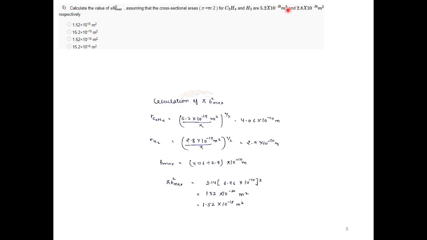This is a meter square, right? Now if you take a root of it, it is coming 4.06 into 10 to the minus 10, and for hydrogen also, the same way, it is coming 2.9 into 10 to the minus 10. And bmax is what? You just add those two, right? This is called bmax, right? So that is the bmax whole square.